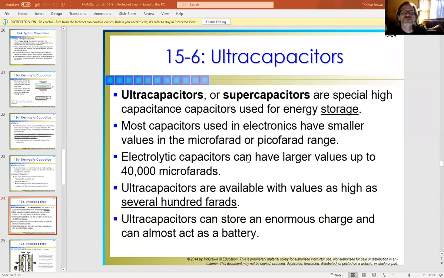And ultra capacitors, in fact, they're doing more and more with these lately, like the stuff with Elon Musk and Tesla and all that. They're getting into the fast storage batteries. This is the kind of thing that they're playing with, these ultra capacitors. A very cool thing about these is, A, their capacity, how much charge they can store, but B, how fast they can store it. On the very bottom, it says ultra capacitors can store an enormous charge and almost act like a battery.